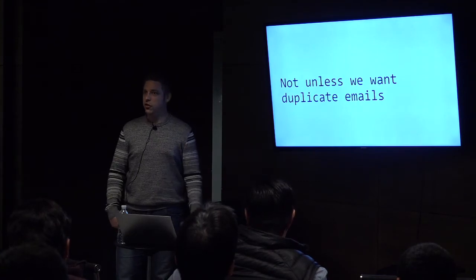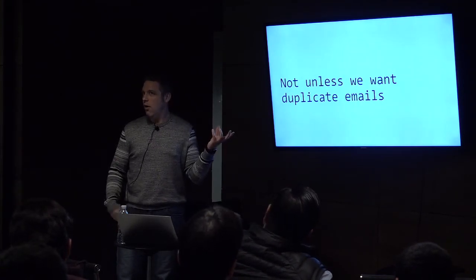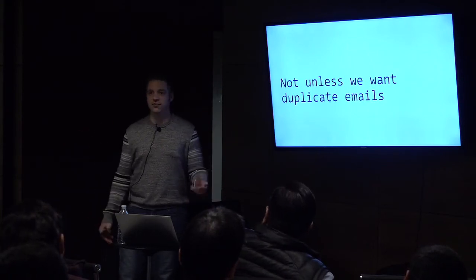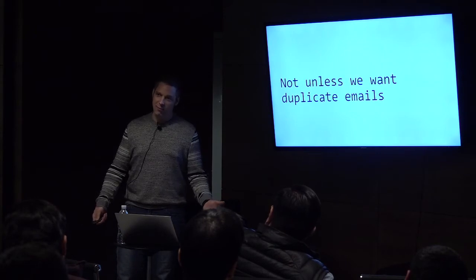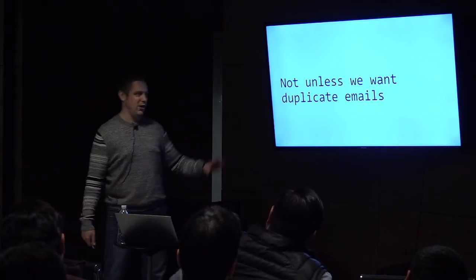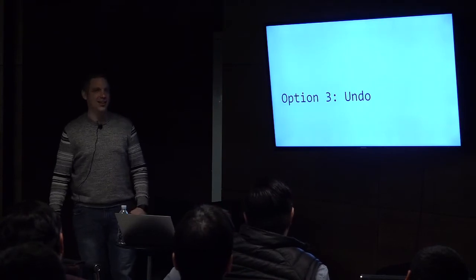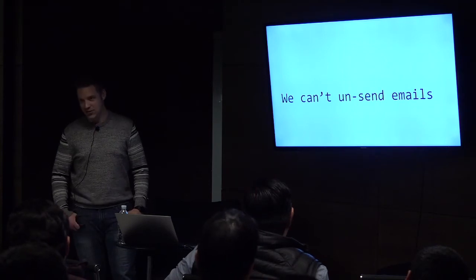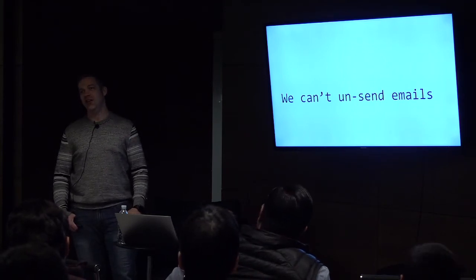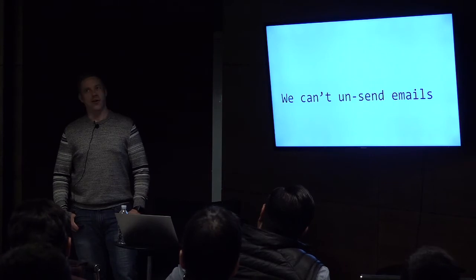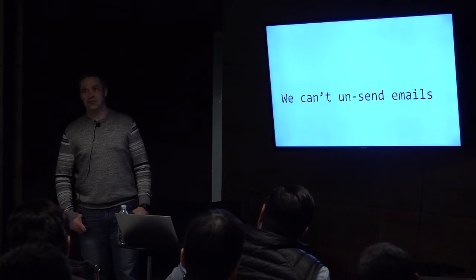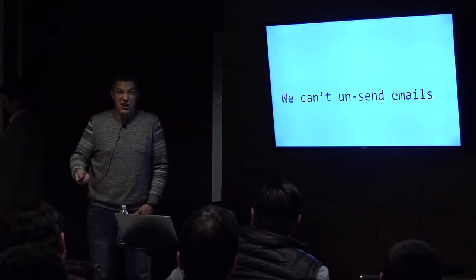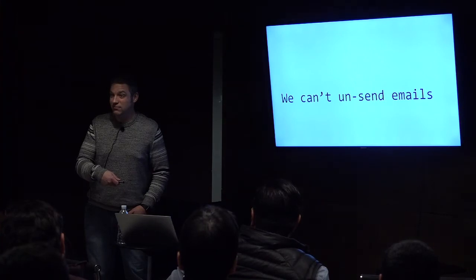Do you want 0 emails with the ignore? Or do you want potentially multiple emails with the retry? What do you want? They would say neither, but that's not a good answer. So we'll get back to this. Undo. Cannot unsend emails. As much as I've wanted to, I hit the send, and I'm like, oh no, I misspelled something, or I had too many drinks or something. You can't unsend emails.